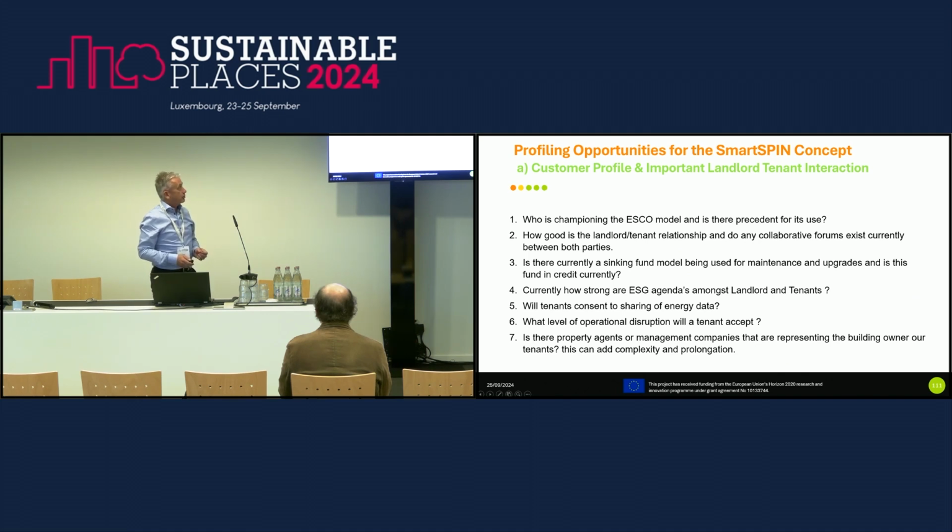So in terms of the profile, important considerations around that landscape would be: who's championing the ESCO model and is there precedent for its use? And I say that you might say, look, that's maybe a prerequisite or something very obvious, but in many parts of Europe that model is at an early enough stage. So you need to be sure that it exists because it will affect market players and overall success. Also, how good is the landlord-tenant relationship and have they got any existing collaborative forms?